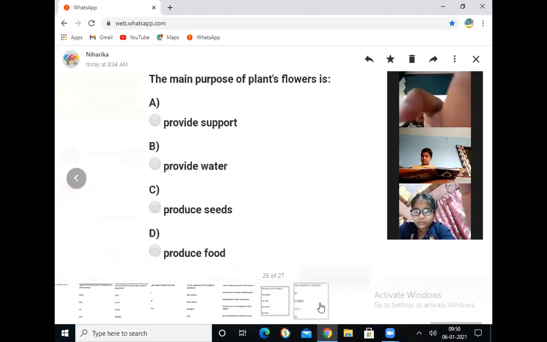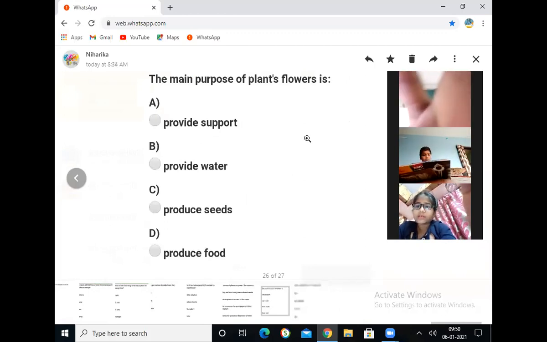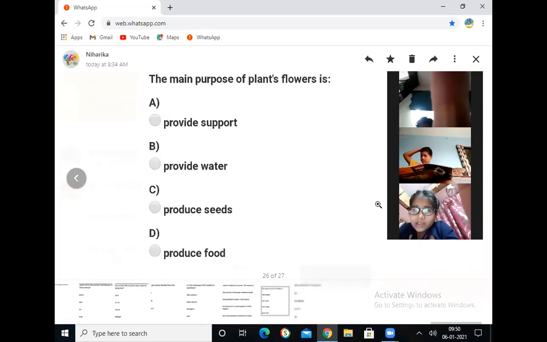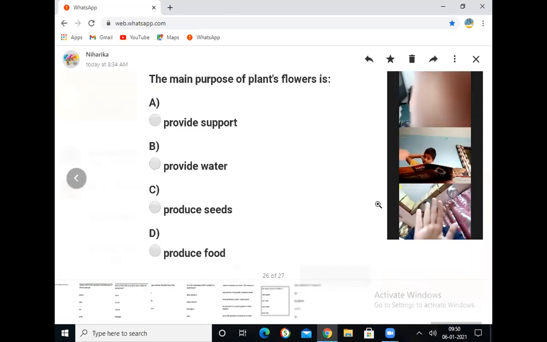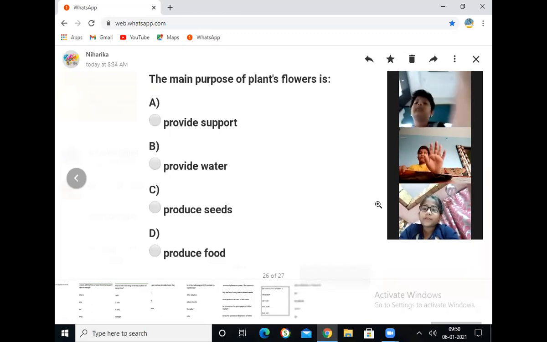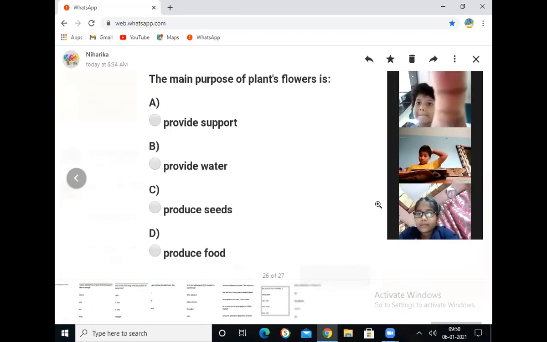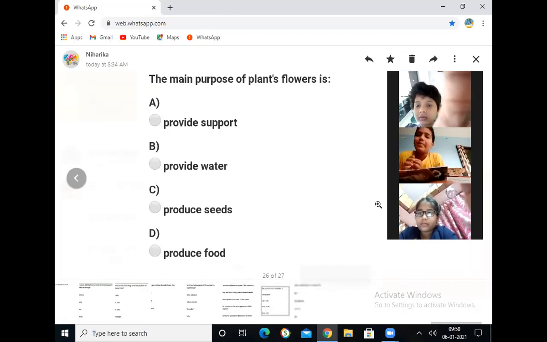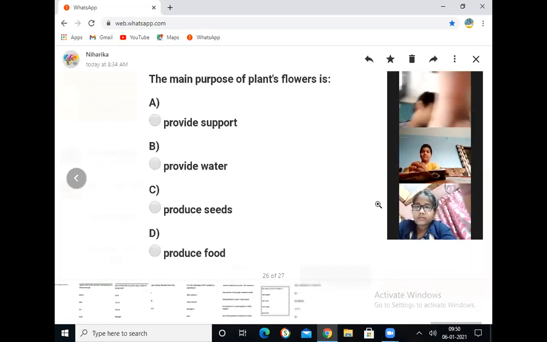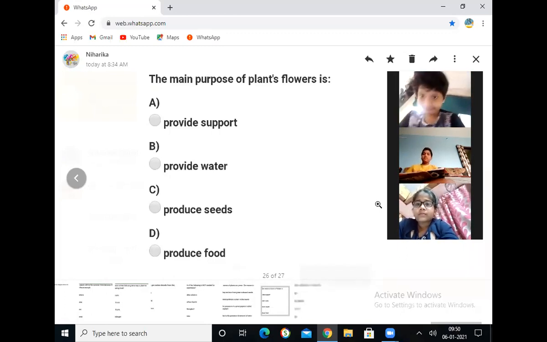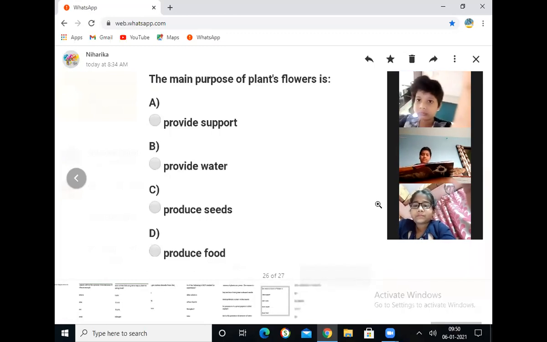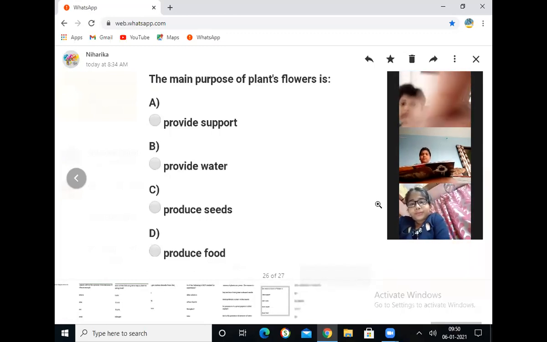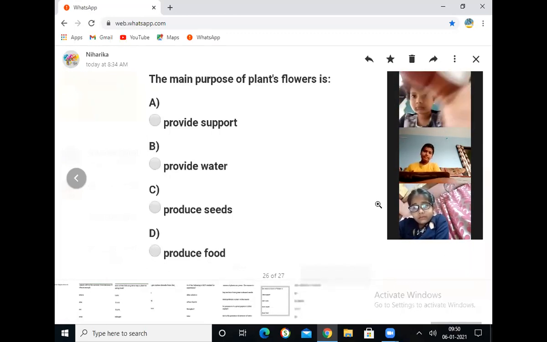Next question. The main purpose of the plant's flowers is to provide support, provide water, produce seeds, or produce food. Why are we going to use the flowers? Avisha? Produce seeds. Yes, produce seeds. Bhavish, what is the answer? Yes, pick up the answer. Produce seeds. Yes, correct answer, Bhavish. What is the answer for this question? The main purpose of the plant's flowers is? Okay, the answer is producing seeds.